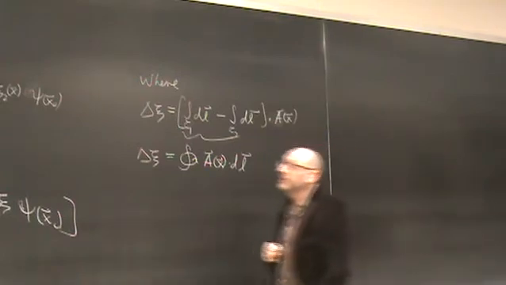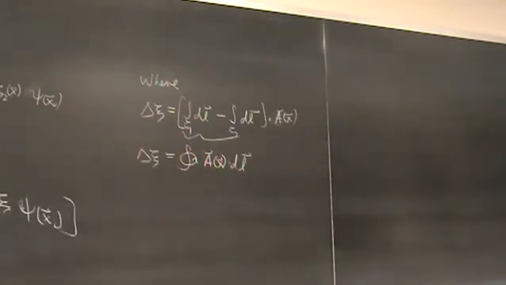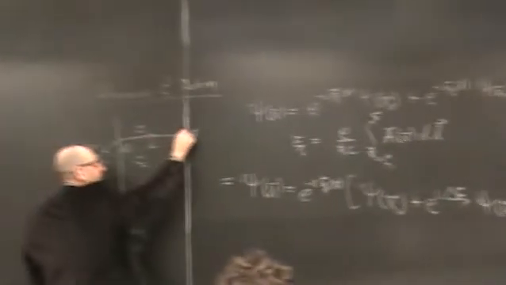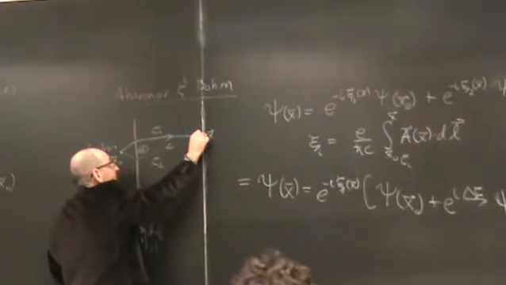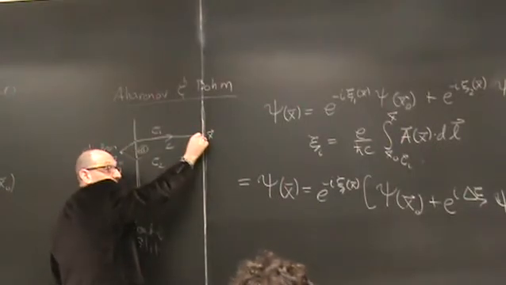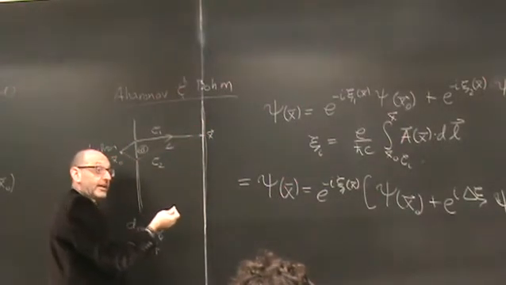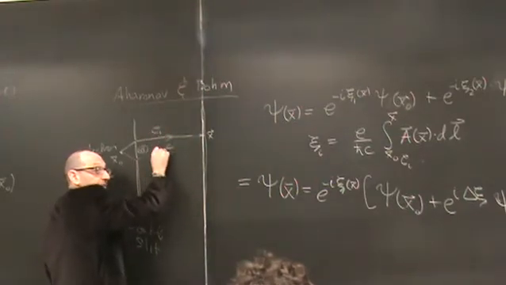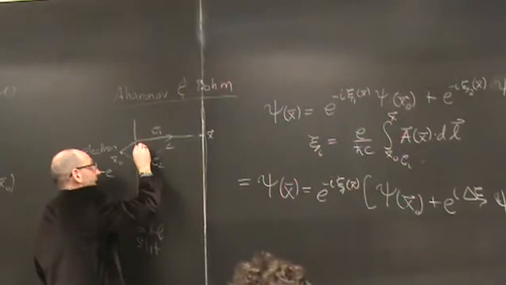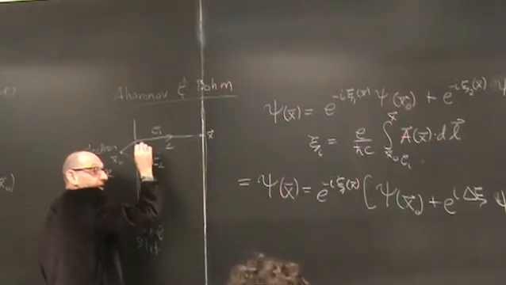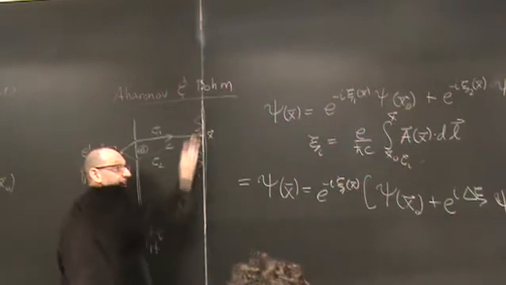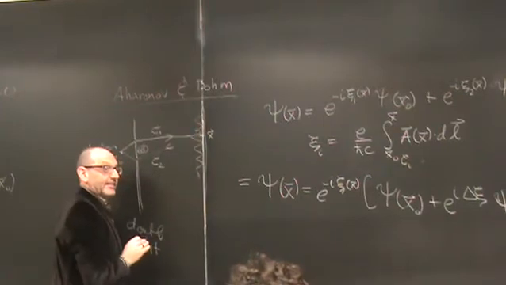Now, this is observable. That is to say, whether I have constructive interference or destructive interference or something in between depends on what the relative phase between the two paths is. And in principle, I can turn on and off the solenoid and see whether or not the fringes shift or not.